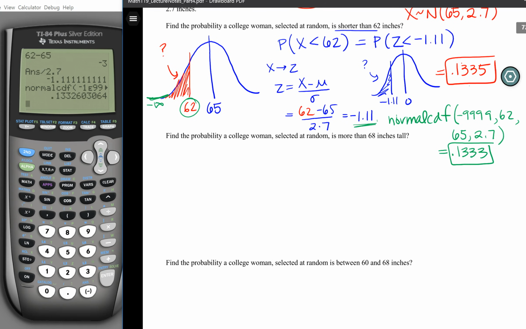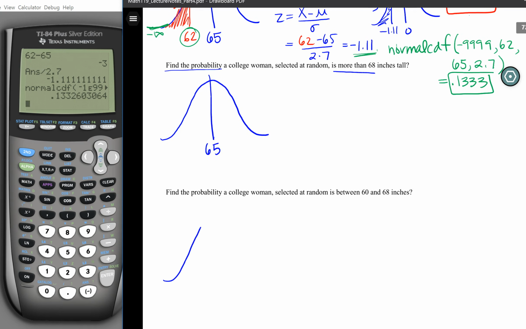So we have 2 more questions that come with this. Both are asking us to find probabilities, which means area under our curve. So if we want to skip the probability notation, we can just start by drawing our curve. Mean is still 65. One is telling us that we want more than 68. The other is telling us that we want between 60 and 68.